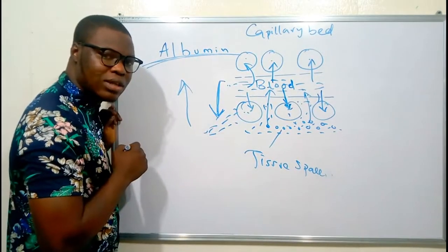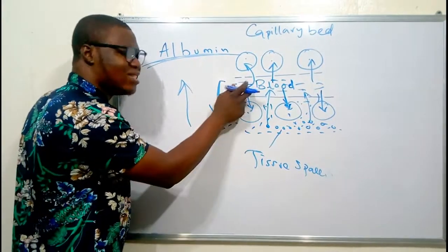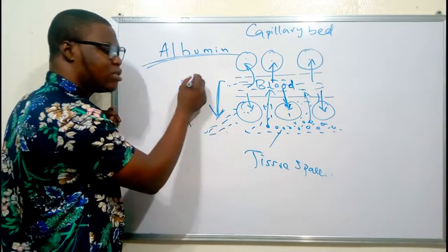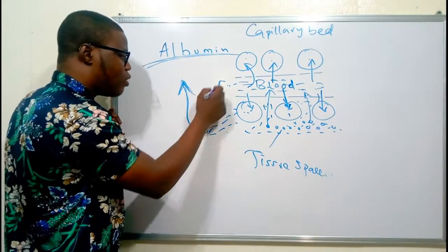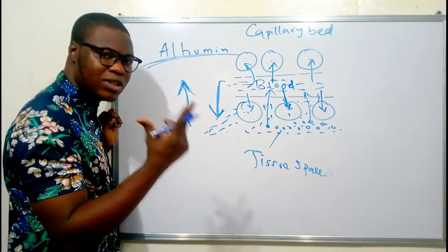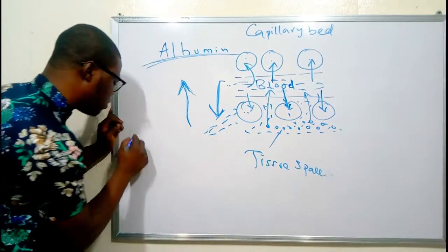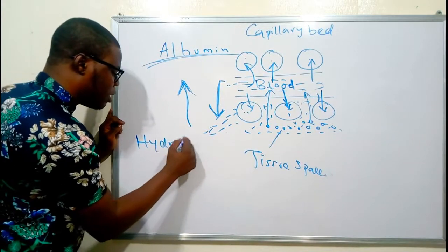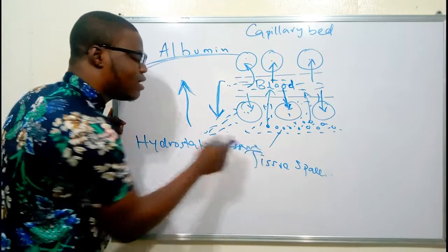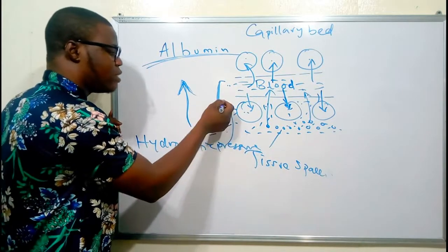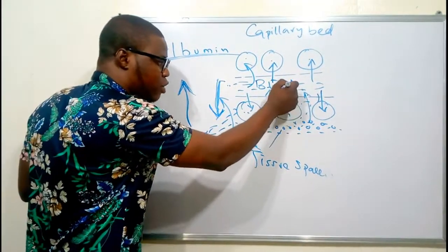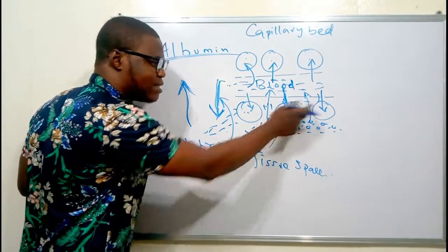Are we getting that? So this fluid has to go back into the blood. This second arrow will now take them back into the blood. And these two arrows denote two things in the capillary bed, the two pressures. The first one is called the hydrostatic pressure. This hydrostatic pressure is responsible for this arrow. It forces fluid and nutrients out of the bloodstream into the tissue spaces to meet the cells.